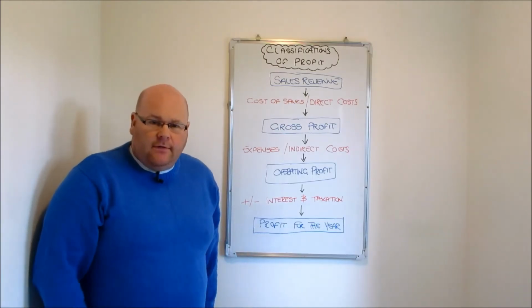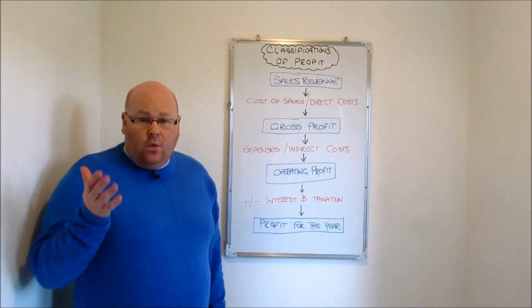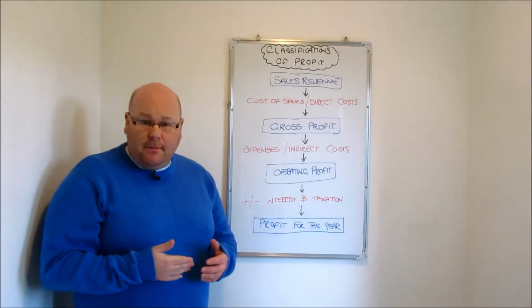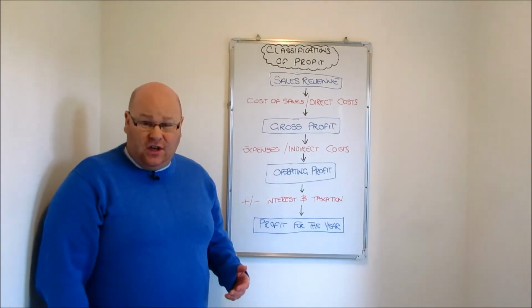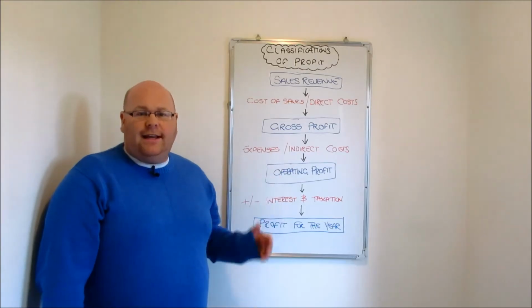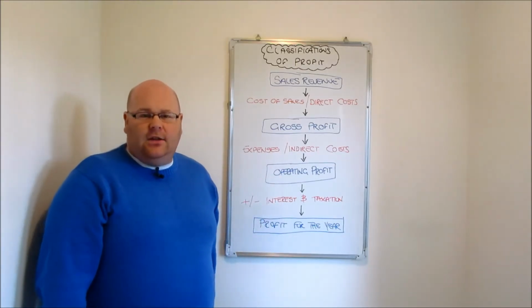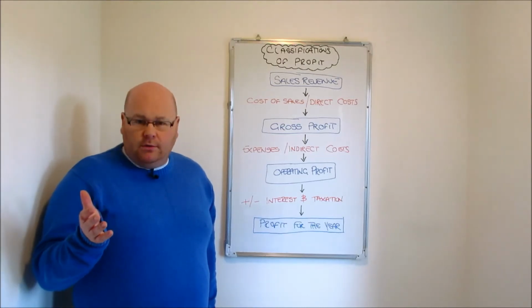So the starting point for viewing profit is to have a look at a term called sales revenue, which is literally the sum of money that the firm has generated from selling all of its goods and services. And it really is the figure that allows us to calculate all of our different measures of profit in the organisation. So our first measure of profit is what's known as gross profit.